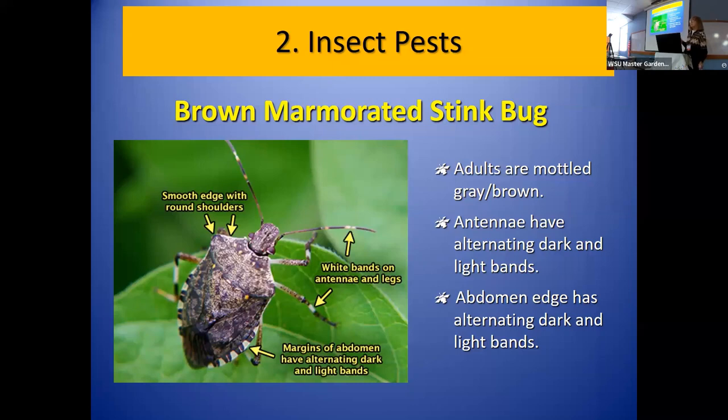One of the things that you look at, so you look at those things for identification, but you also look at the shoulder of the stink bug. If it's smooth, it's a brown marmorated stink bug. But if it's edged and sharp, it could be one of the native stink bugs. None of the native stink bugs are considered to be pests.